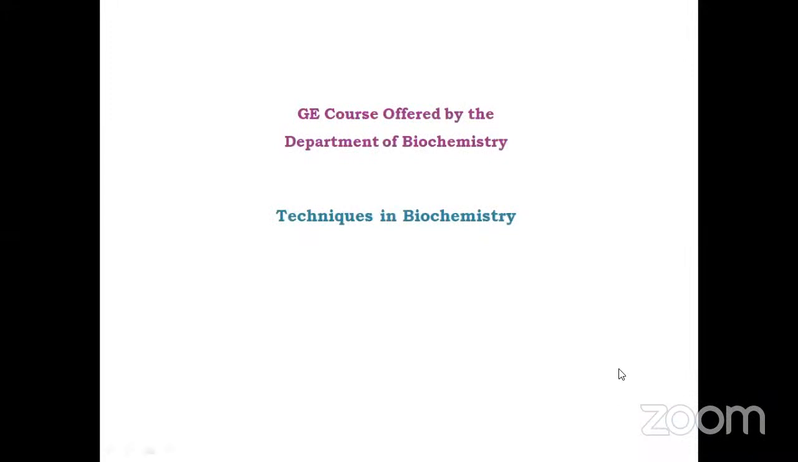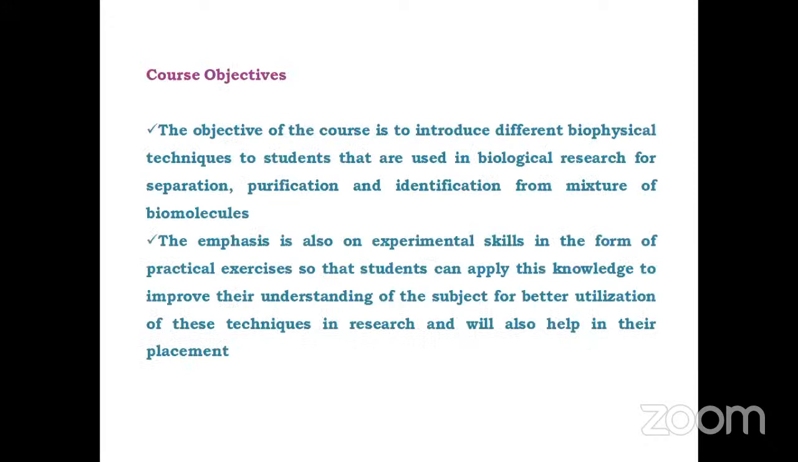Okay, so I'm here to give an orientation on the GE course offered by the Department of Biochemistry. The title of the course is Techniques in Biochemistry. These are briefly the objectives. The idea is to introduce very basic biochemical and biophysical techniques to the students, which are going to help them later on in biological research. The emphasis is also on the experimental skills in the form of practical exercises, which will enhance their understanding of the technique as well as the principle behind these techniques.